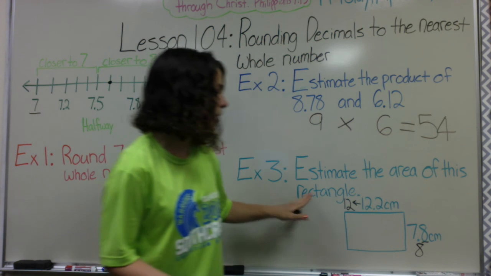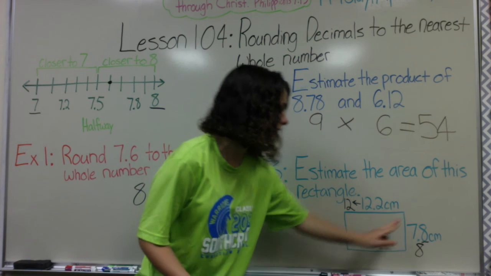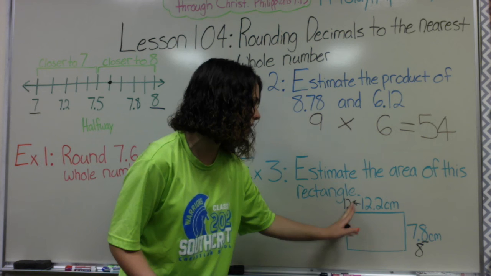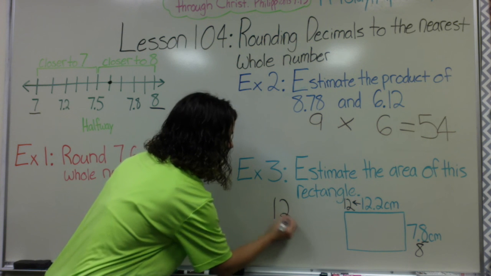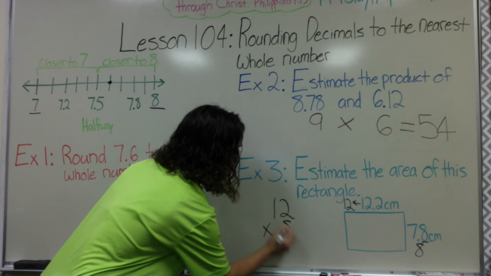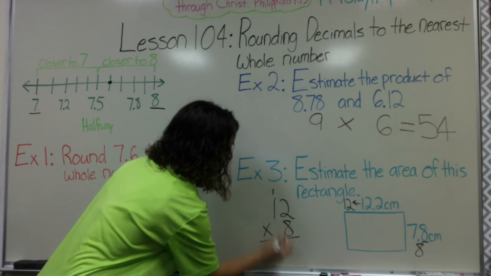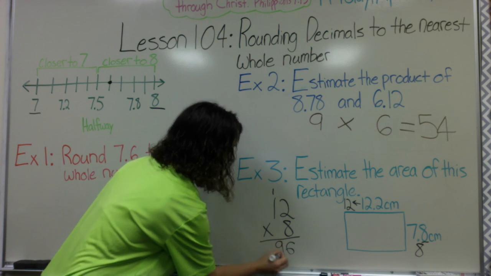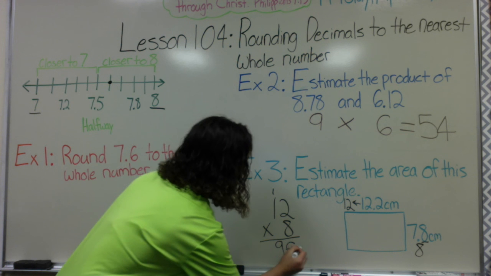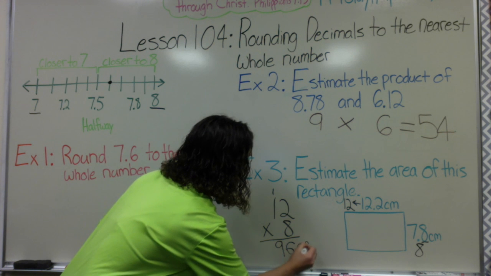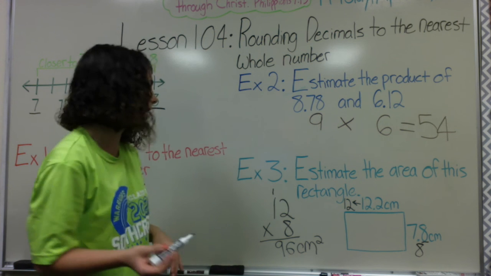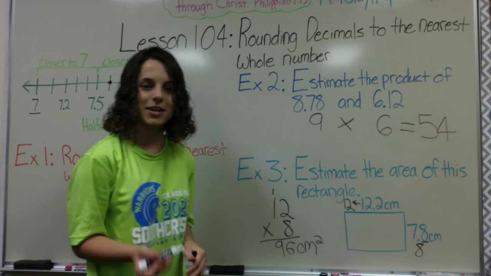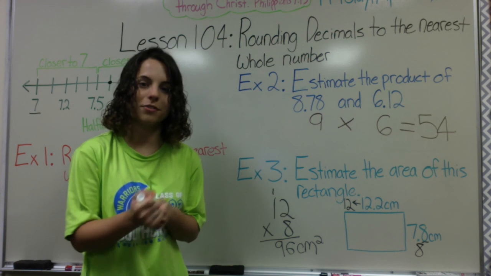And to find area, I multiply length times width. So 12 times 8. I can write that out, though many of you probably already know that. 12 times 8 is 96. So I have 96 centimeters, and because it's area, it is squared. So 96 squared centimeters would be the area of the rectangle.